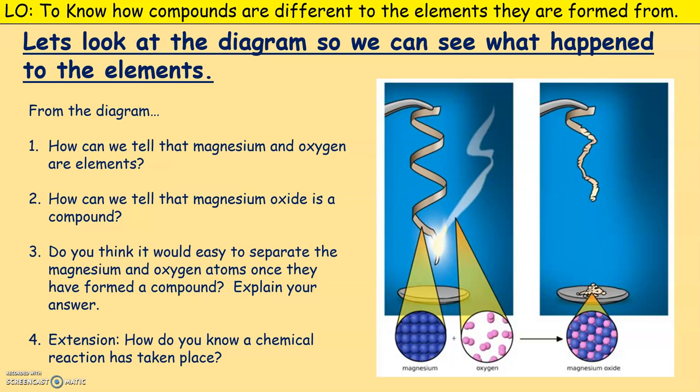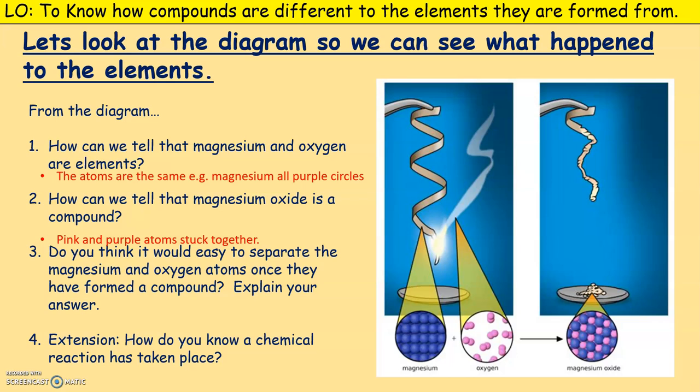All right, let's continue. The question says, how can we tell that magnesium and oxygen are elements? The first answer is that the atoms are the same, e.g., magnesium, all purple circles. So we know that the atoms are the same. You can see that magnesium has a blue color and the oxygen has a pink color. That is how we determine whether it's an element or not. So there's only one type of atom present. The second question says, how can we tell that magnesium oxide is a compound? From the illustration, there's a mix of color. You can see a purple color and a pink color stuck together, chemically bonded together.